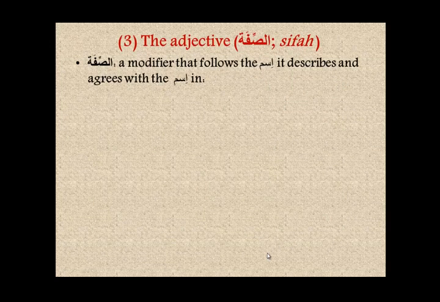Okay, this is the last subject for today in this lesson, al-sifa. The sifa is a modifier that follows the ism it describes, and it agrees with the ism in four fundamental ways. And they are case, number, definiteness, and gender. Now, it's not a coincidence that I chose to talk about these four characteristics just a few moments ago, because in order to understand the sifa, we must understand agreement on these four different levels.